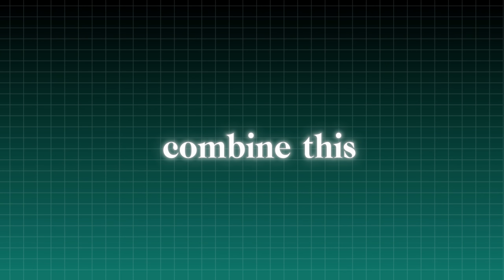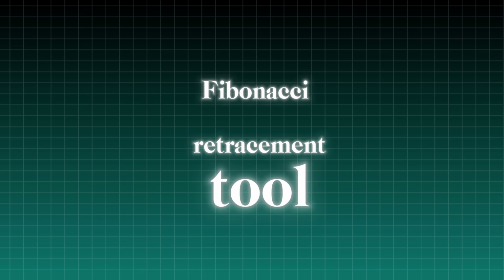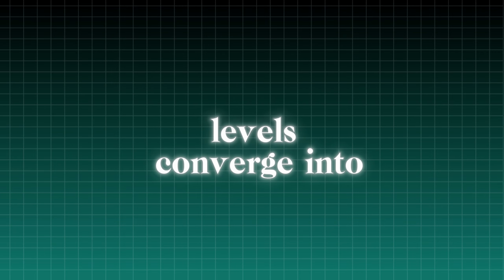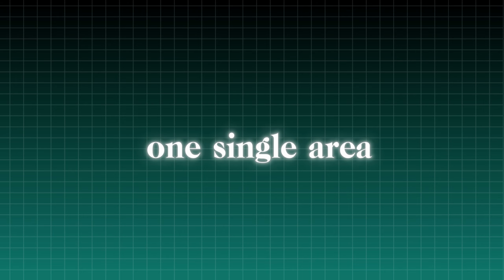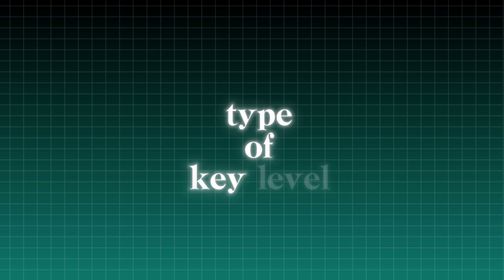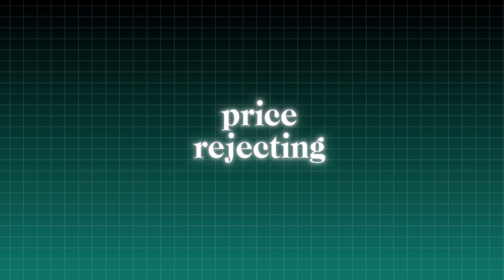You can even combine this with the Fibonacci retracement tool to see if the golden zone lines line up perfectly with your level. When multiple key levels converge into one single area, it becomes the strongest type of key level, meaning the chance of price rejecting and bouncing off is much higher.